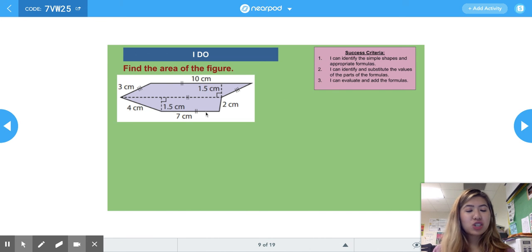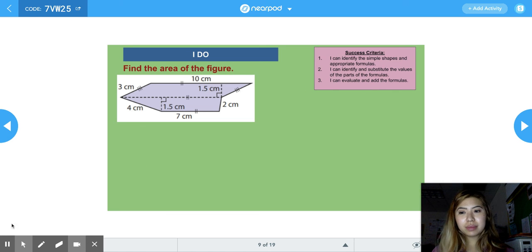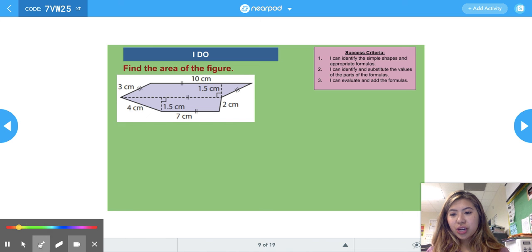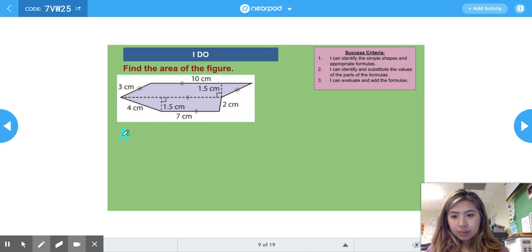So I just identify the shapes. Next, I'm going to have to identify the appropriate formulas. Then I can identify and substitute the values of the parts of the formulas. And lastly, I can evaluate and add the formulas. So starting with the area of a parallelogram, the formula is base times height.